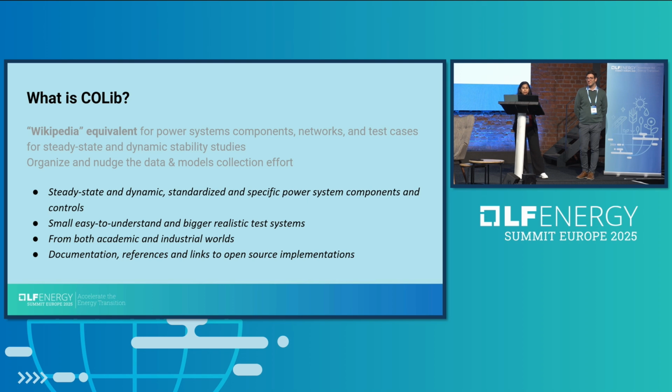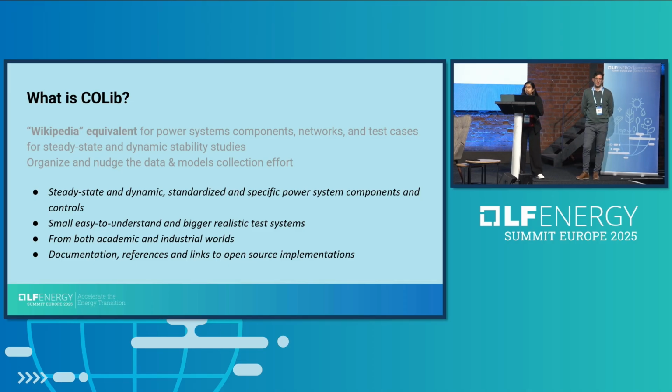So what is COLib? You can see it as a Wikipedia. From the CRESYM perspective, we refer to it as a Wikipedia. So imagine something like that for power systems, where researchers or manufacturers can access well-documented, standardized models, and that's what COLib is. COLib is a shared platform where power system components, networks, and test systems are collected, documented, and standardized for both research and industry. It is designed to be a central repository for power systems.